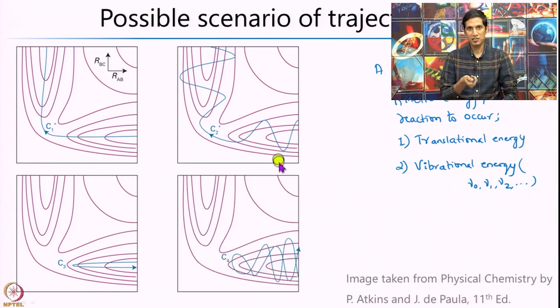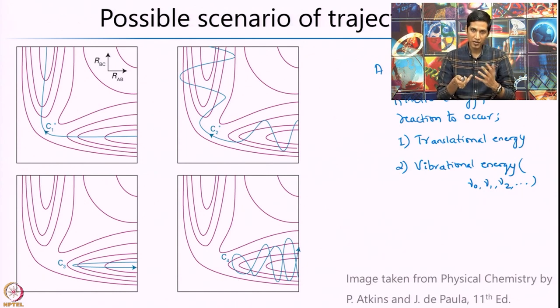And the last scenario is, let's consider the BC, which is this one, in the vibrationally excited state. However, the collision energy of the vibrationally excited BC with the A is not enough for it to cross or go along this saddle point. So, even in that situation, it would keep doing a back and forth motion in the reactant region. As a result, one would not observe the formation of the product.